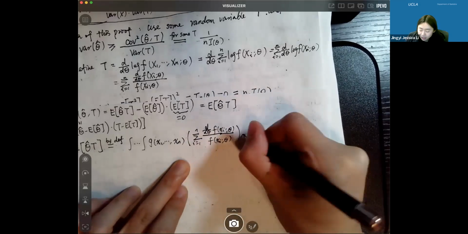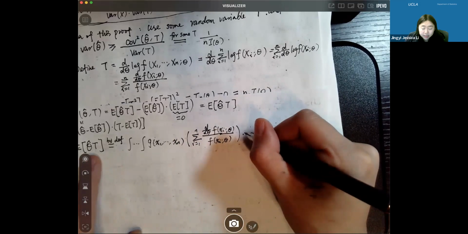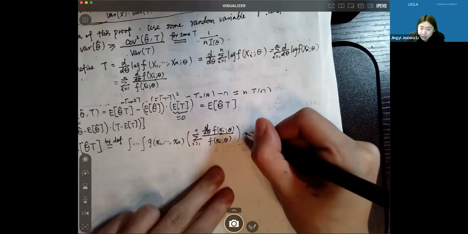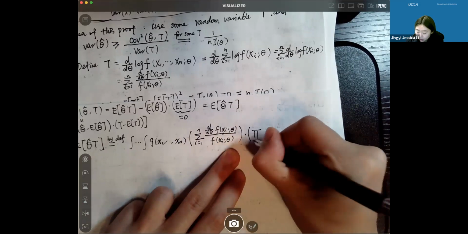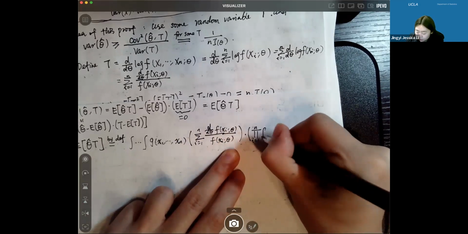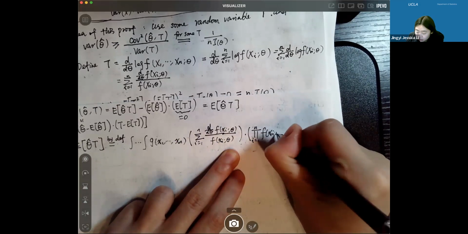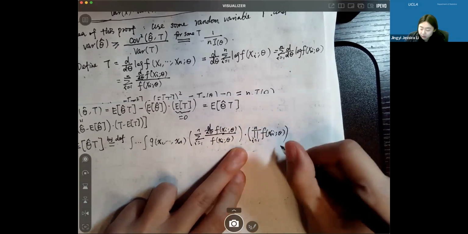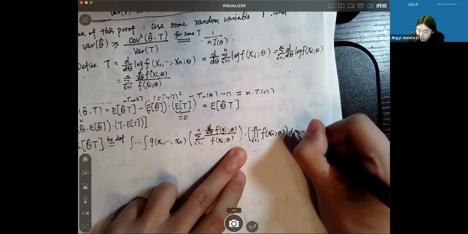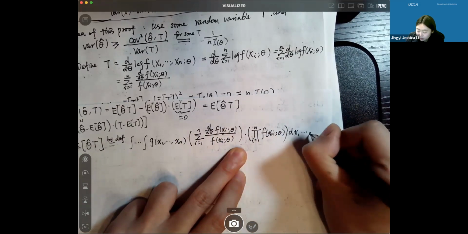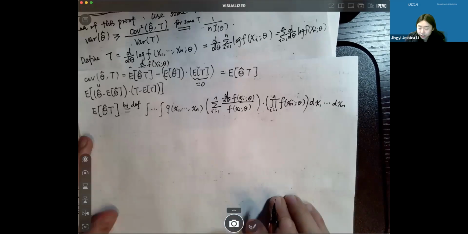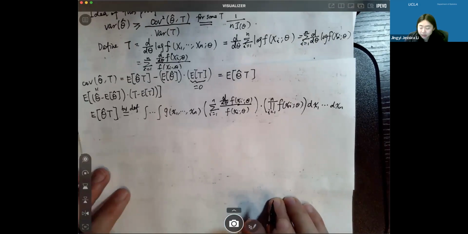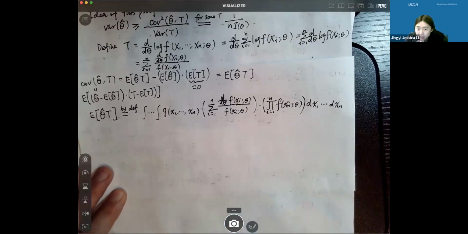And then I need a joint density, the joint density for x1 to xn. And I'm going to use the IID result directly. Okay, so the product for i from 1 to n of f(xi; theta) is the joint density. Finally, dx1 times dxn. That's the joint integration for the expectation of theta hat times t.